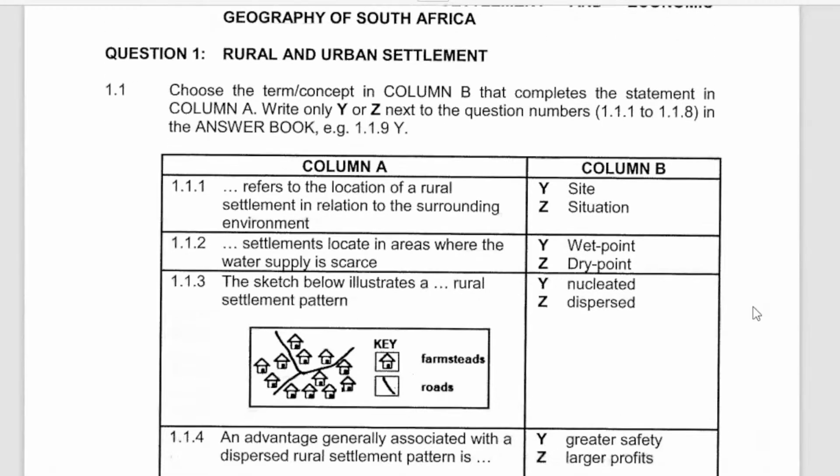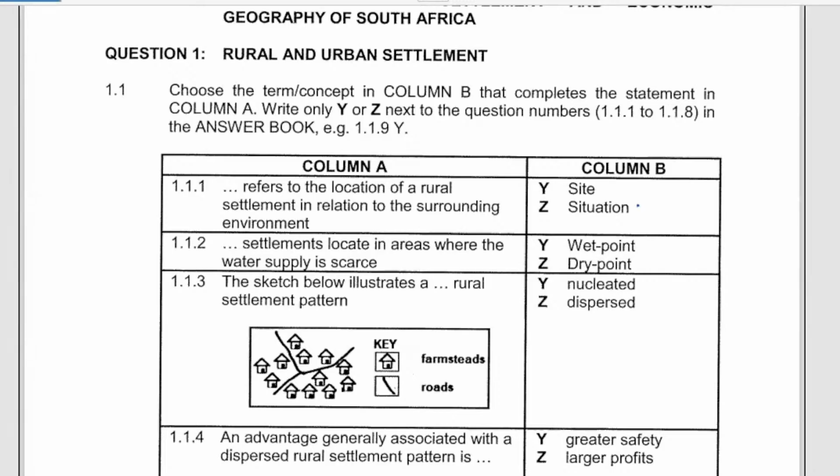Right, the first question, question number one, is based on rural and urban settlements. We are supposed to match column A with column B. Right, the first question is saying, dash refers to the location of a settlement in relation to the surrounding environment. When we are looking at the location of a settlement in relation to the environment, that is the situation of a settlement. For a site, we are looking at the exact ground on which a settlement is established.